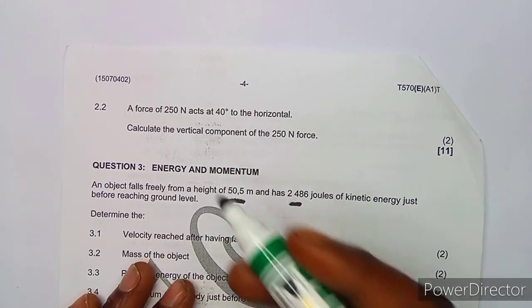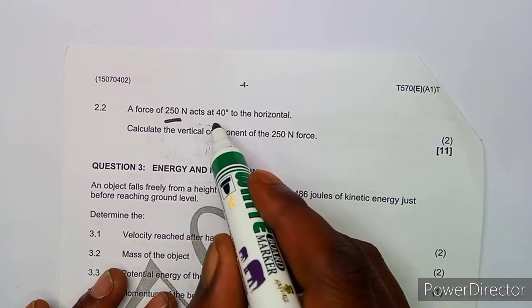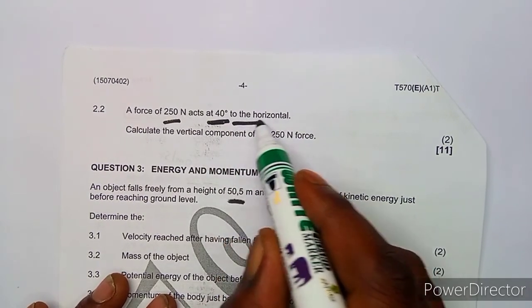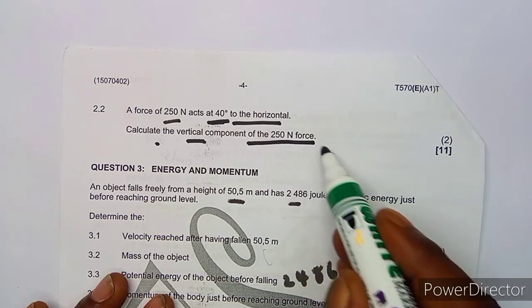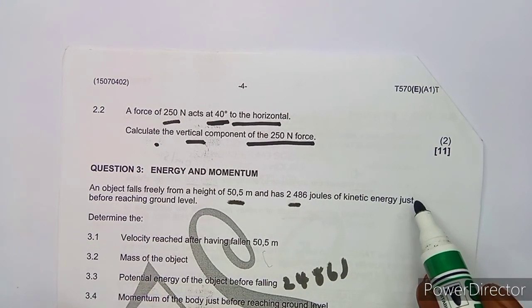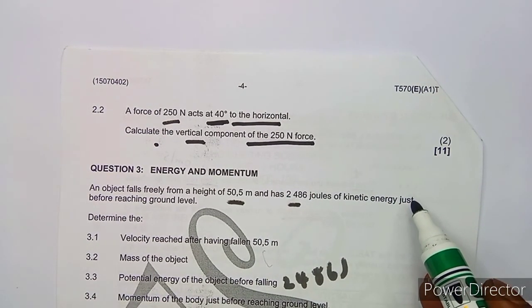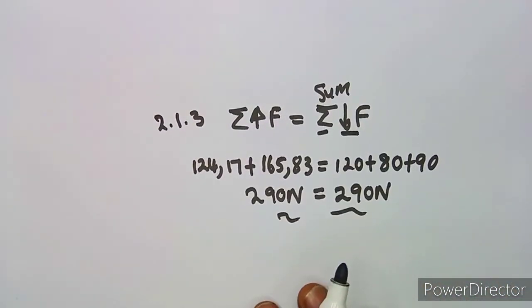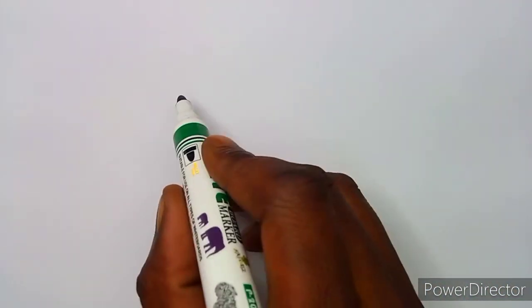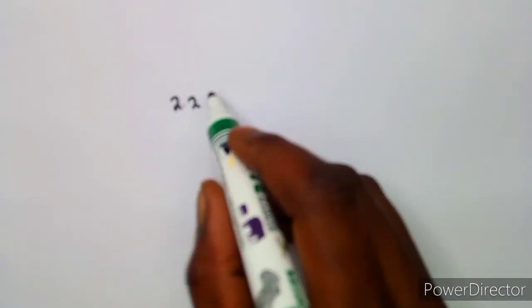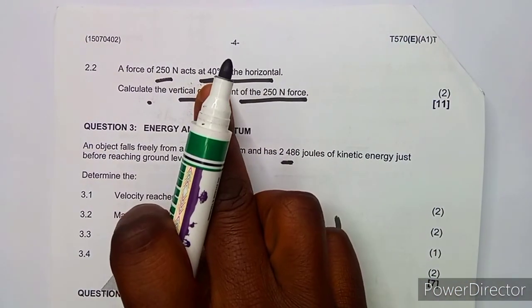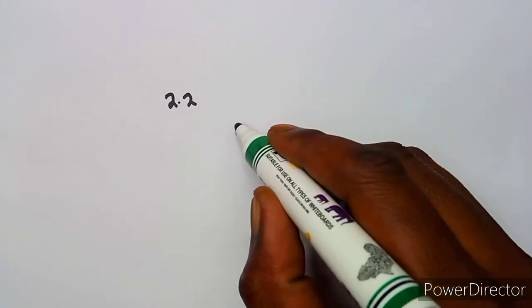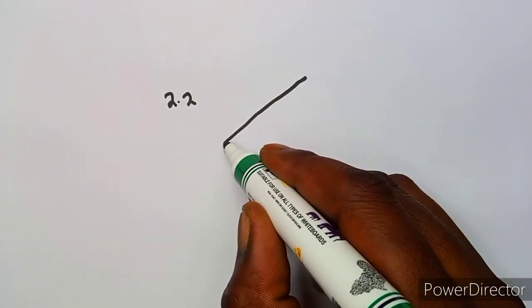And on 2.2, we're given a force of 250 newtons at 40 degrees to the horizontal. Calculate the vertical component of the 250 newton force. What are they asking here? What are they actually asking? Okay, we know that when there is an angle like this, it's actually an incline that you are working with. So there's an incline which acts with an angle of what? Of 40 degrees, something like that.